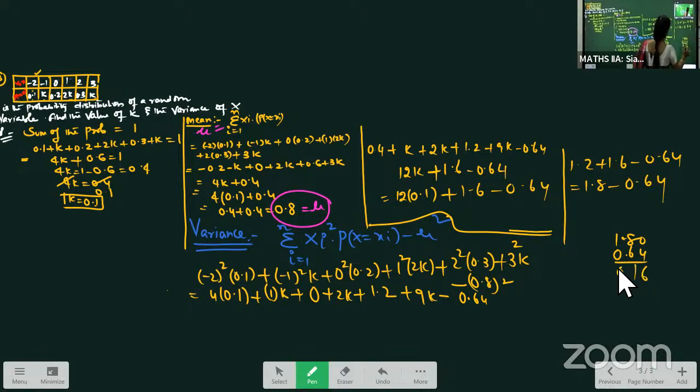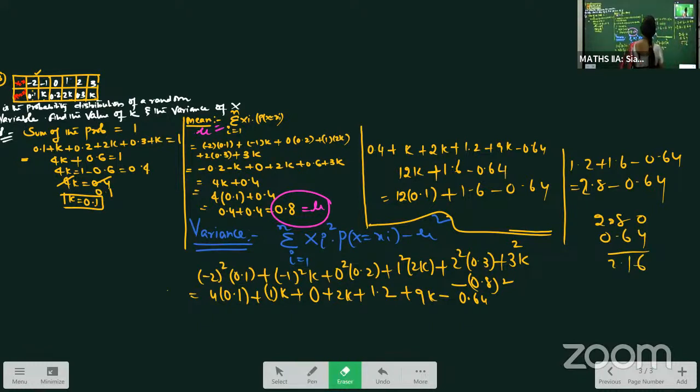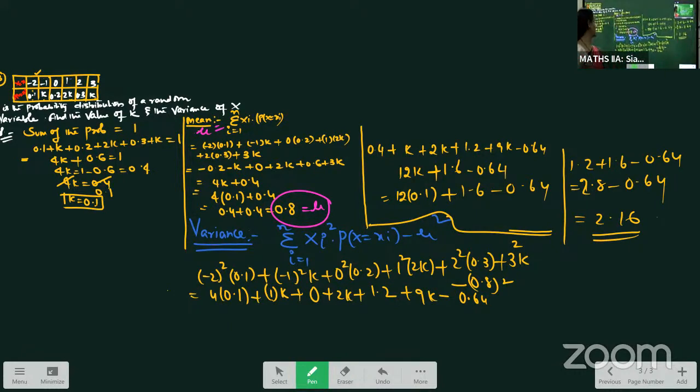And this will become 2.8. So we'll get here 2.80 minus 0.64, 2.16 we will get. So your final answer is 2.16. Just have a look here.